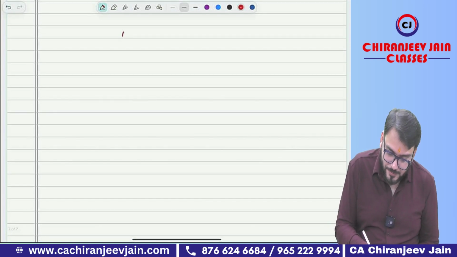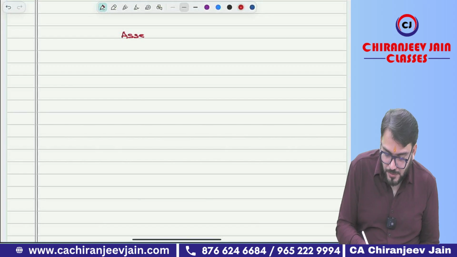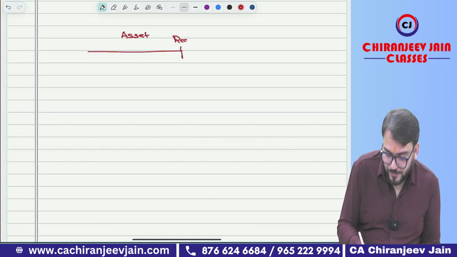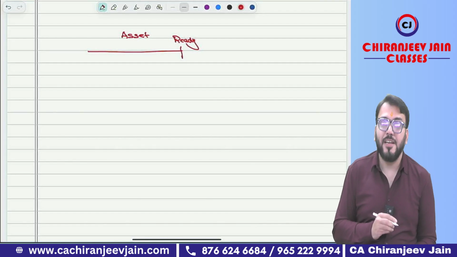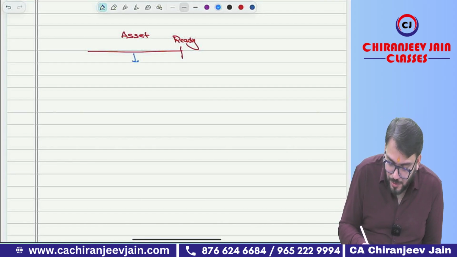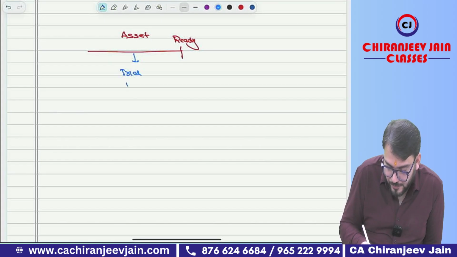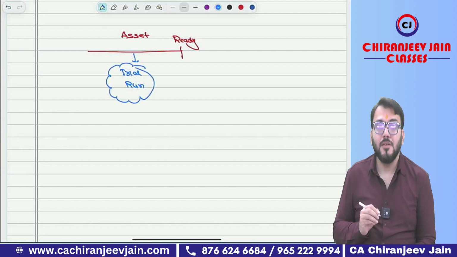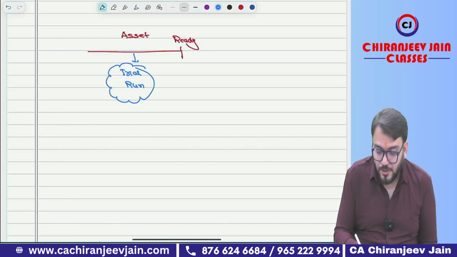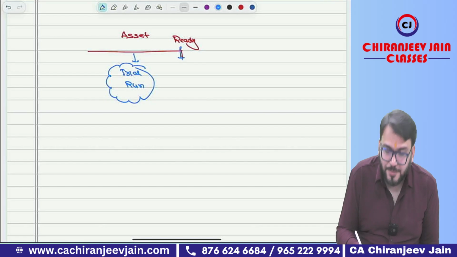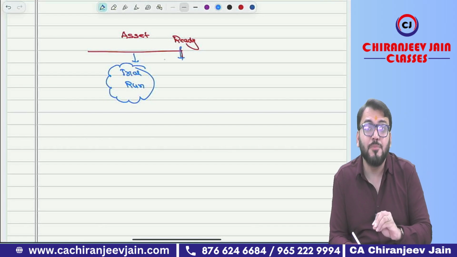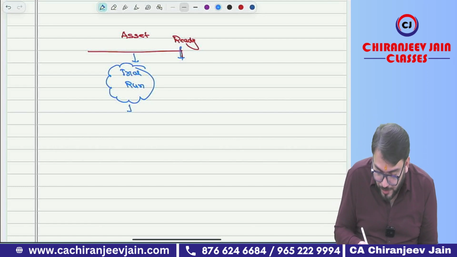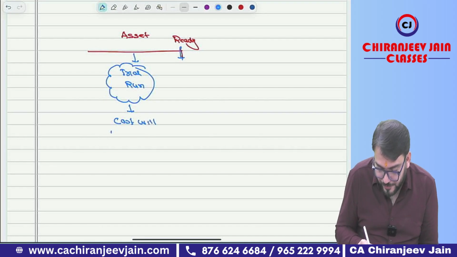Any asset, before it is ready and you are doing a trial run, correct? Understood? Any asset which is ready at this point of time, ready for its intended use, and you are doing a trial run before it is ready for its intended use, so this cost of trial run will be capitalized.